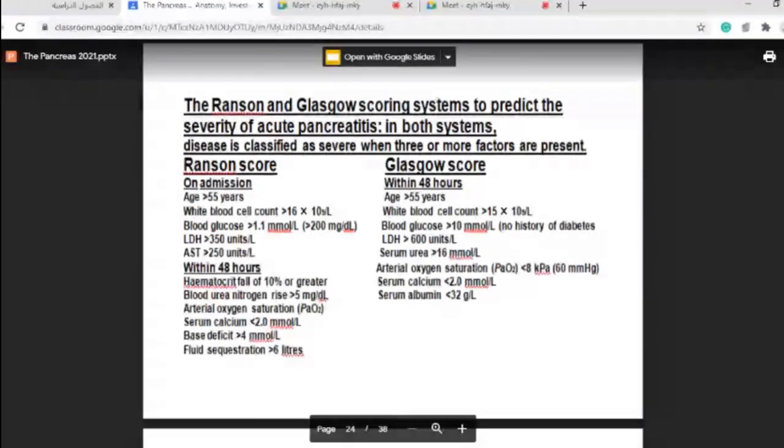Now, assessment of cases of acute pancreatitis. We have either the Ranson or the Glasgow scoring system.